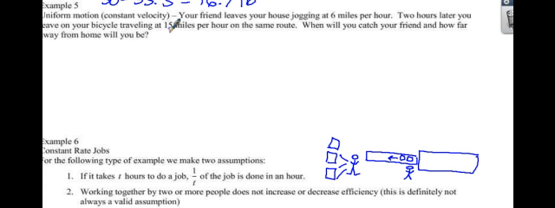I want to talk about uniform motion, where velocity is constant. So let's look at this problem. It says your friend leaves your house jogging 6 miles per hour. 2 hours later, you leave on a bike traveling at 15 miles per hour, same route. When will you catch your friend, and how far away from home will you be?